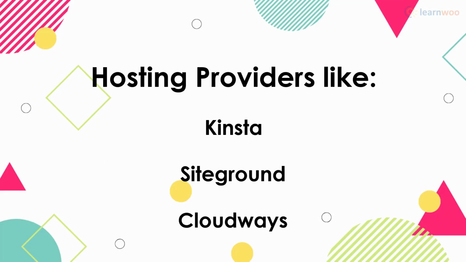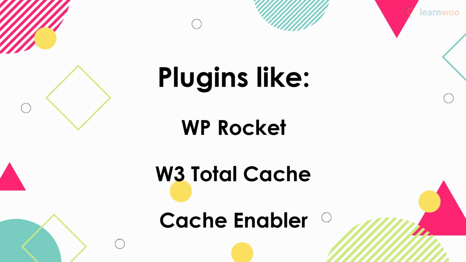To do it, you can either use hosting providers like Kinsta, SiteGround, and Cloudways to handle caching at the server level, or you can take help from plugins like WP Rocket, W3 Total Cache, and Cache Enabler.